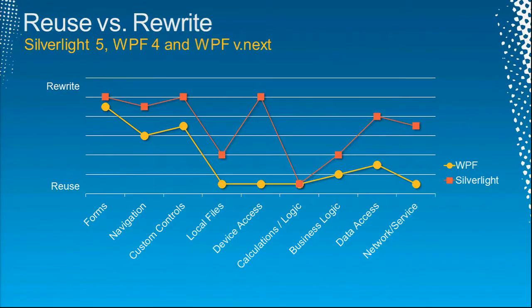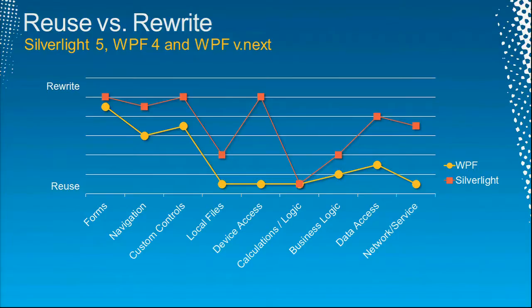But pure logic, you can pull right over. It's all .NET. Device access is going to be a rewrite, because you're either going to have to rewrite it in COM in Silverlight, or use some of the P/Invoke stuff that's coming in Silverlight 5 by the end of the year. WPF, you can use that just straight.